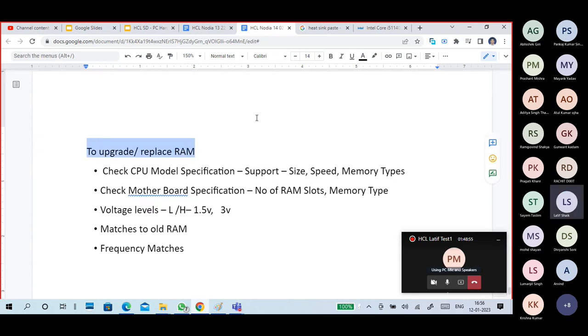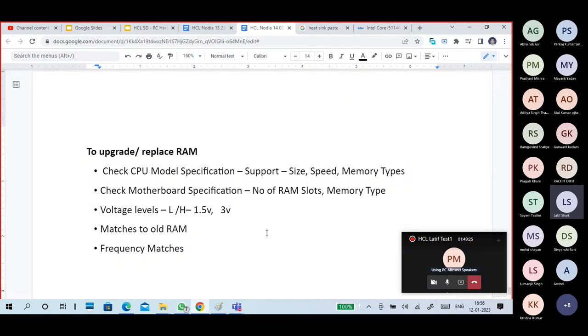You want to update or upgrade your RAM, so what to do, guys? Check the CPU model and specification: supported size, speed, and type of memory. Go to the motherboard specifications: number of slots, memory types supported. If it is compatible, we can put it. And voltage levels also matter: low level, high level, voltage level support. Based on that also, you have to choose your RAM.